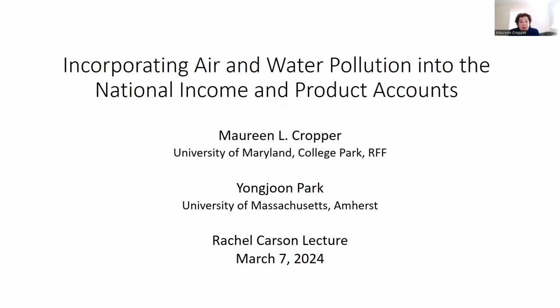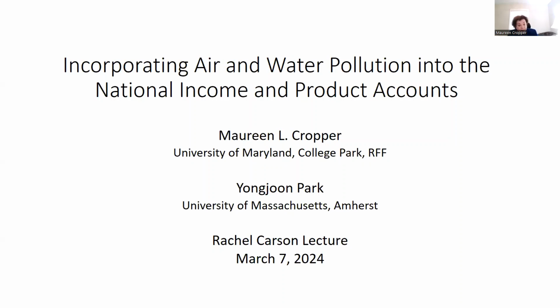What I'm going to talk about today is incorporating air and water pollution into the national income and product accounts. Environmental economists, beginning with Nobel laureate William Nordhaus, have urged that satellite accounts for air and water pollution be added to the national income and product accounts. Satellite accounts, an example would be accounts for unpaid household work, focus on a particular part of the economy. They're reported as an adjunct to the national income and product accounts.